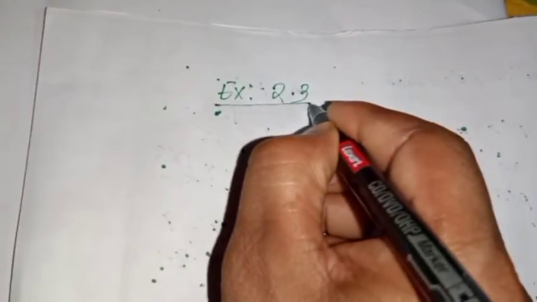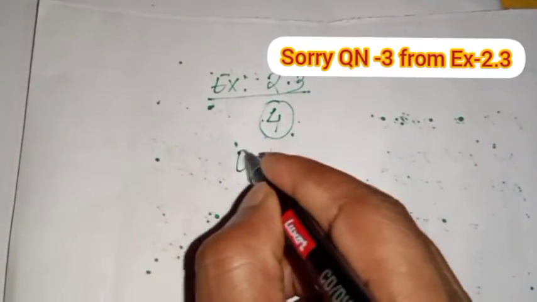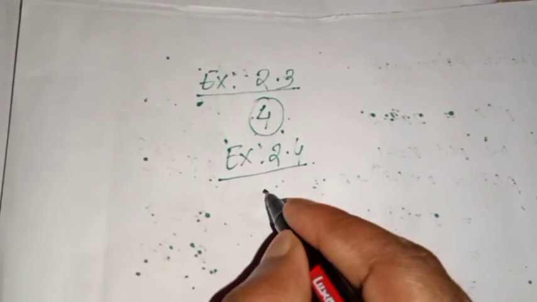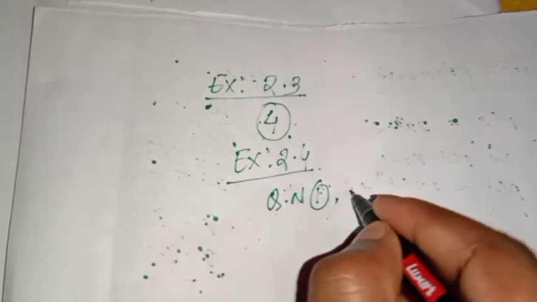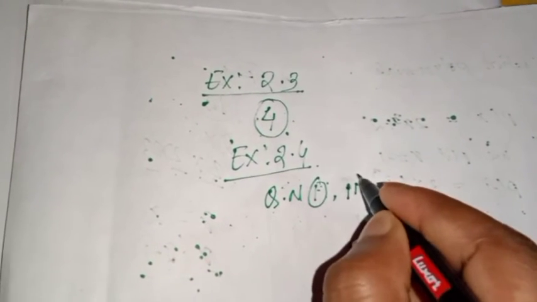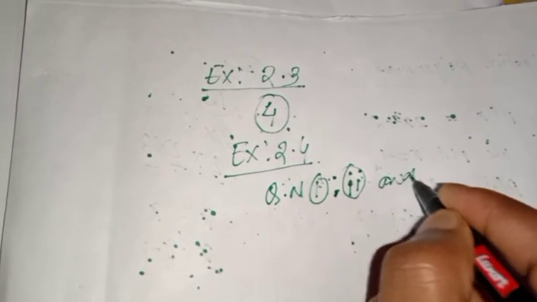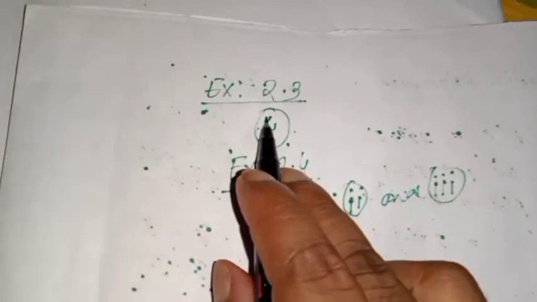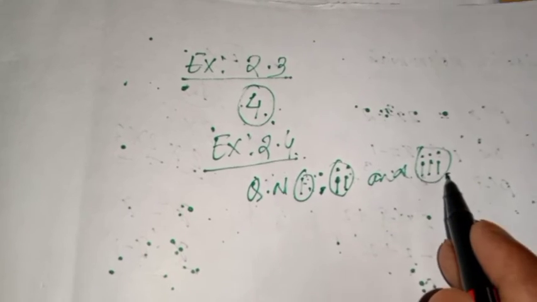See your homework. Exercise 2.3, question number 4. Exercise 2.4, question number 1, sub numbers 2 and 3, because 1 and 4 I have done. Homework: exercise 2.3, question number 4, exercise 2.4, question number 1, sub numbers 2 and 3.